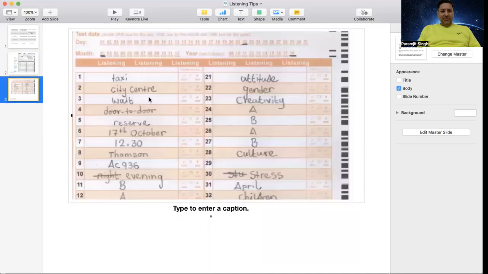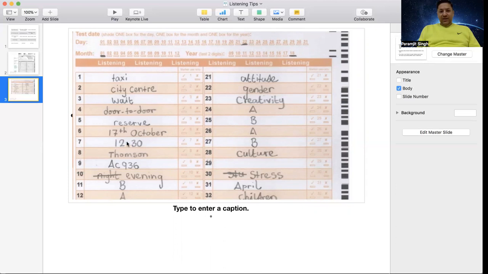For example, I have shown you here that someone has written the listening answers like this. This is also fine, but remember that if you write in capital letters, that makes it clearer than if you write in small letters. Now see here, if he or she writes door-to-door with a hyphen, this is considered as one word. 17th is considered as one word or a number. But if there is a space, 17 October, these will be considered as two words.